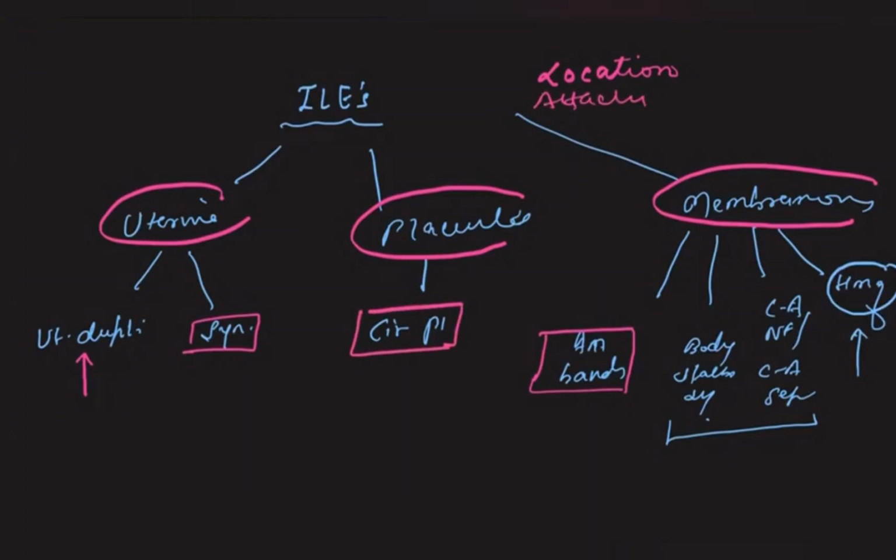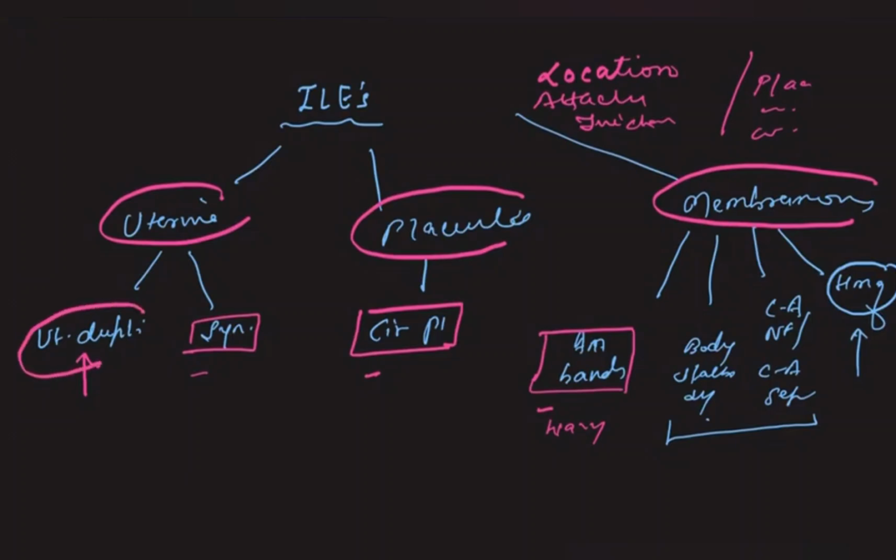Next is their attachment. So this duplication will be attached to the myometrium up to a variable length into the uterine cavity. Synechiae are myometrium to myometrium. The circumvallate placenta is placenta to placenta, while the amniotic band is from the uterine myometrium to the fetus. So their attachment is important. Next thing is their thickness. Okay, so these uterine duplication septums are very thick. Synechiae are thicker. The circumvallate placenta is also thicker, but these amniotic bands are very thin and wavy.